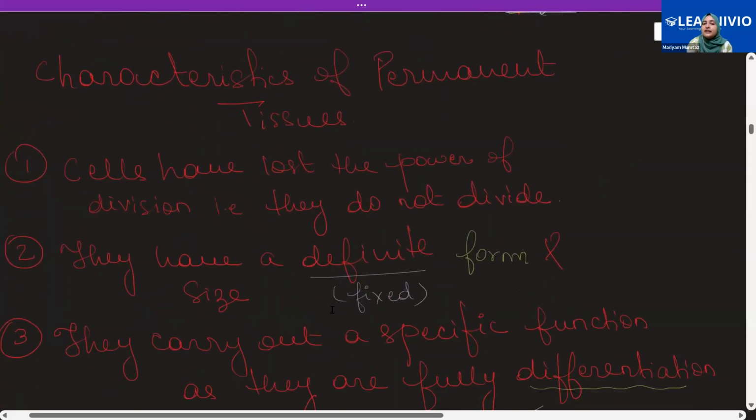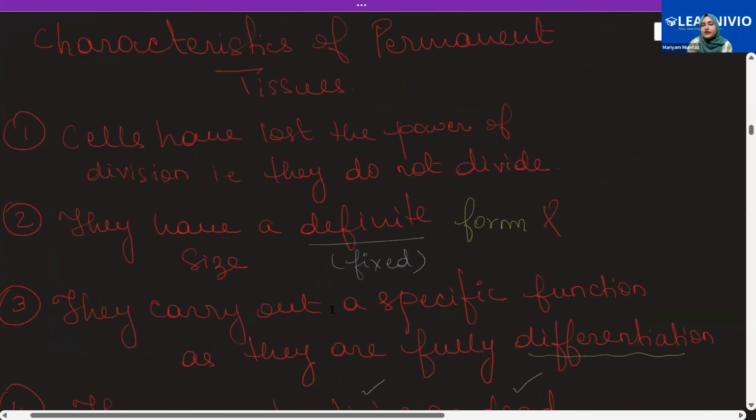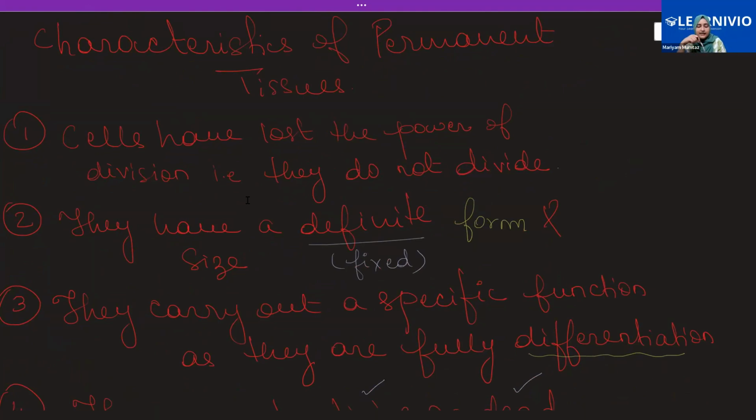Just like the characteristics of the meristematic tissue, there are characteristics of the permanent tissues. They are made up of cells that have lost the power of division and do not divide anymore. So they have a definite shape. Definite means fixed. They will not expand or get bigger. Their size is fixed. Clear? So they have a definite form, definite size, and definite shape.